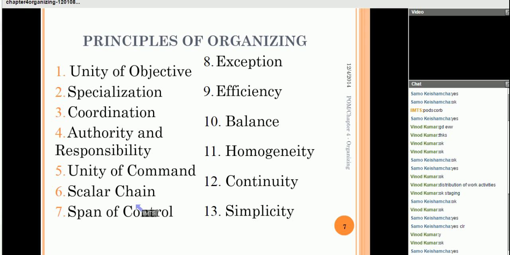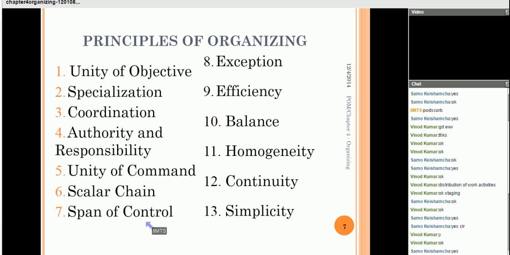Then scalar chain. Scalar chain is the hierarchical order in an organization. That should be maintained and constantly taken care of. Seventh is span of control. The span of control means how many people are going to report under one person. That should be properly planned.